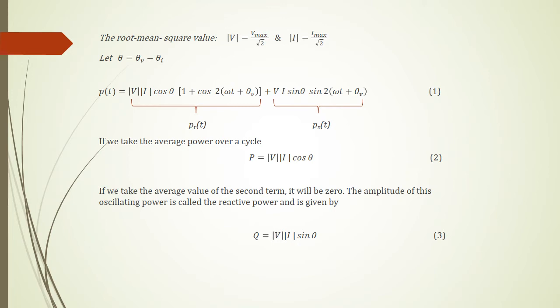If we take the average power over a cycle, what we get is the first term, VI cosine theta. Notice that the cosine and sine parts will become zero after one cycle. This represents the real power consumed by the load. The second term here has an average value of 0, but it has its amplitude, and the amplitude here is called reactive power and is given by VI sine theta. Notice that theta here is the difference in phase angle between V and I.